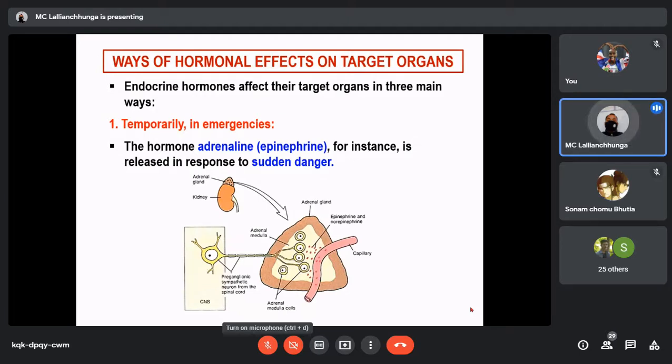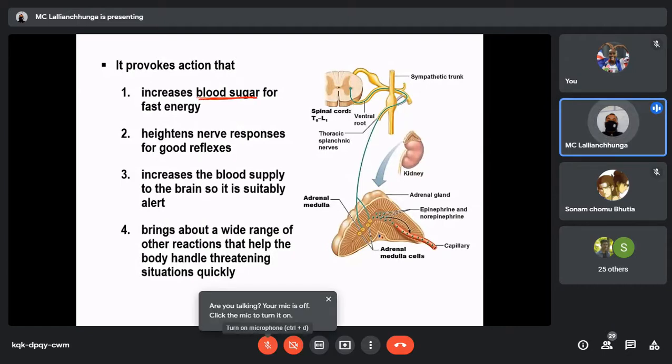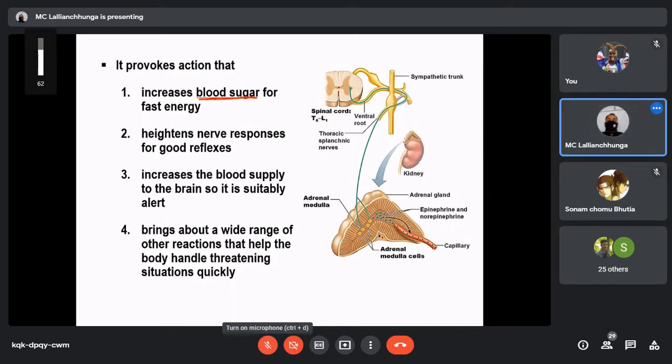In this condition, adrenal medulla will release epinephrine as well as norepinephrine, into the interstitial fluid and then into the bloodstream. Then what epinephrine will do is that it will provoke action. Point number one, increases blood sugar for fast energy. This point is very important. Suppose you have a sudden fear, something dangerous is going to happen.